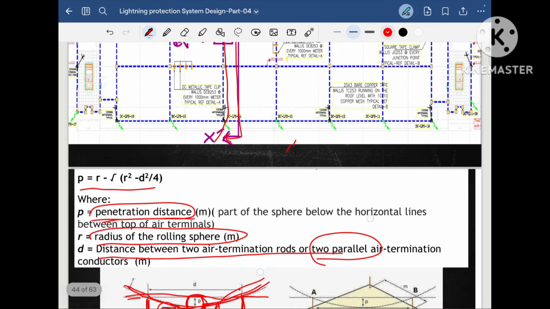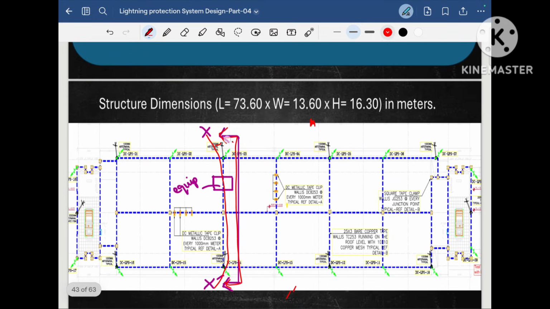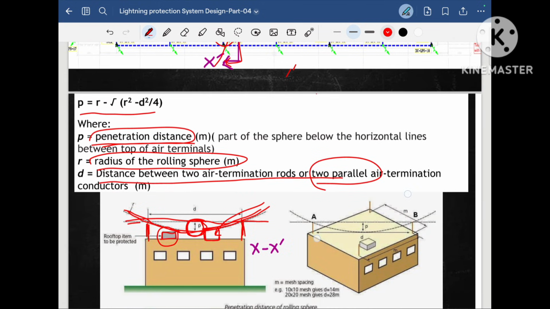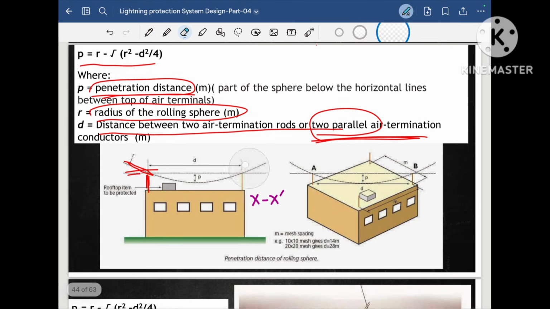Here I will come again to this picture. Here we have seen one air terminal. Here we have seen one air terminal. These two air terminals are not parallel to each other, but these two air terminals are parallel to each other, right? So we always have to take the distance between the two parallel air terminals as per the formula. Okay, two parallel air terminals. Now I will delete it for better understanding.